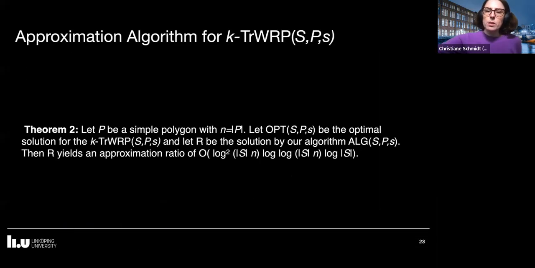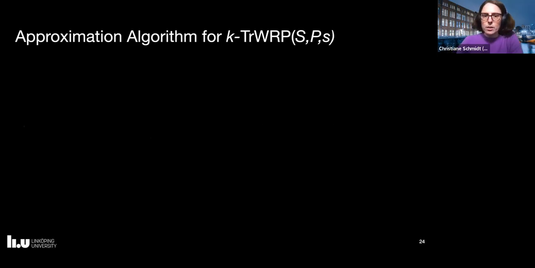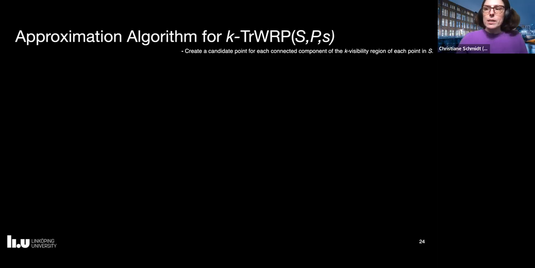Okay, so what we'll do is we'll have an approximation algorithm. So we'll create a route R that approximates the optimum to a factor of log squared cardinality S and N, log squared and so on, where cardinality S is again the number of discrete points to which we need to establish a visibility connection, and N is the number of vertices of our polygon. So I'll try to give you an idea how we do that.